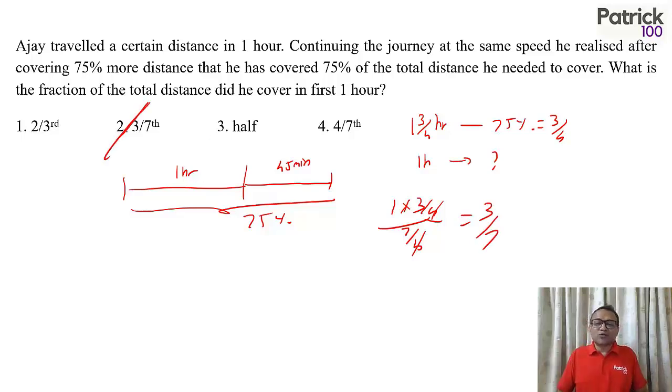Cross multiplication is very useful. So in 1 3/4 hours he travelled 75%. So in 1 hour he travelled how much? You'll get 3/7. That's the answer.